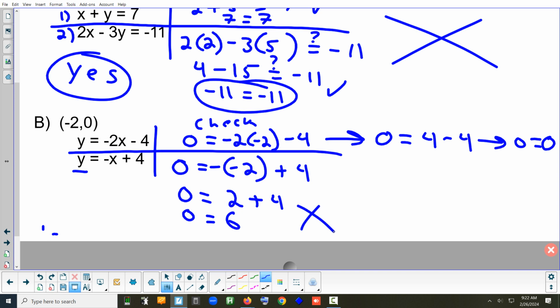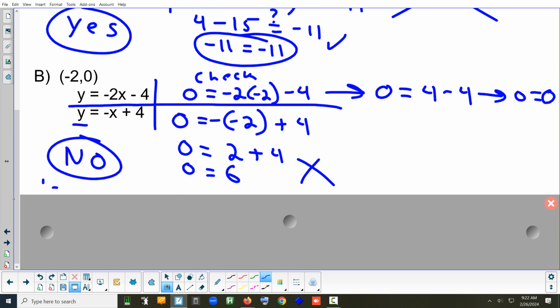No. So these two numbers worked in the top one, didn't work in the bottom one. So is it a solution to the entire thing? No. Nope, doesn't work. Any question on that one? All right, let's do C together.